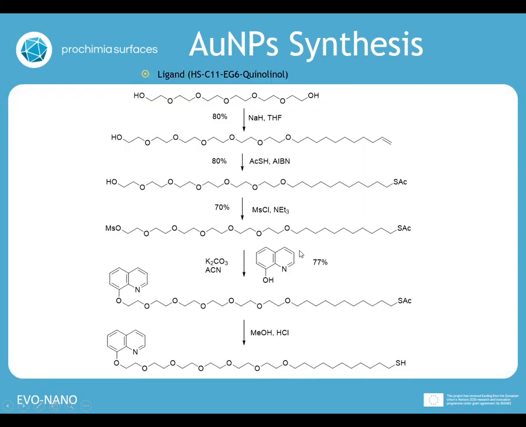The synthesis of these compounds was performed in the following way: the hexaethylene glycol was first monoalkylated with the bromoundecene, followed by the free radical addition of the thioacetic acid to the double bond, and the protected thiol group was introduced in this way. The methylation of the hydroxyl group and subsequent reaction with the quinolinol provided the compound with the protected thiol group, and after removal of the acetyl group from the thiol group, the appropriate ligand was ready for the attachment to the gold nanoparticles.